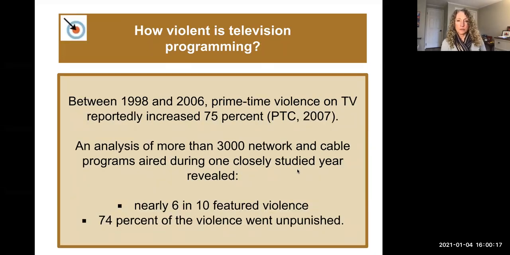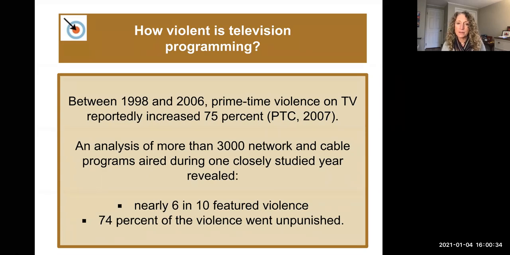Between 1998 and 2006, primetime violence on TV reportedly increased 75%. Analysis of more than 3,000 network and cable programs aired during one closely studied year revealed nearly 6 in 10 featured violence, and 74% of the violence went unpunished. So not only were you watching violent images, like a gun scene, but there were scenes where it was just happening. The violence was occurring, but there wasn't an actual consequence for that negative violence.